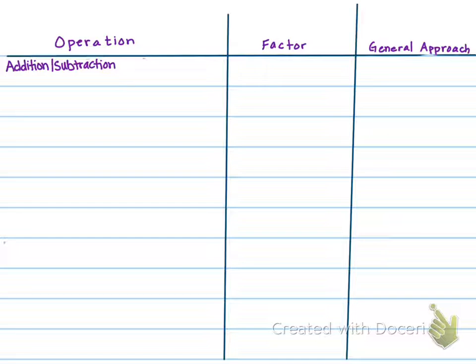So when we do addition and subtraction, our first goal is to get common denominators. And since our initial approach has nothing to do with the numerator, it just has to do with getting common denominators, that's the only thing we factor. So we only factor the denominators here. And then the approach we're going to take is that we want to get common denominators, so we want to make all the denominators the same.